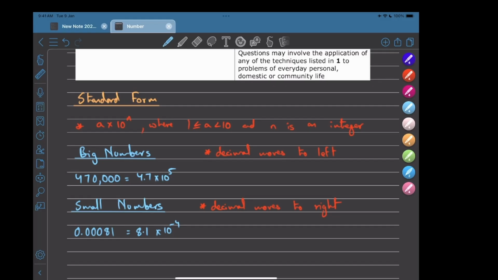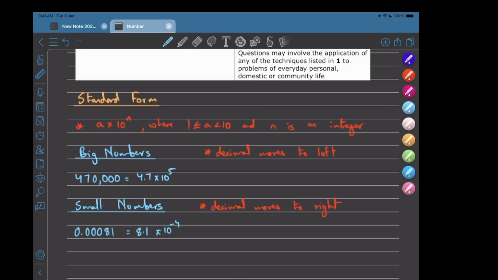Your value of a must not be 10. It can never be more than 10. It must always be lower than 10. It can be 4.7, 4.8, 9.9, but it can never be 10. That's how it is. When you do the question, you will understand, because if you take 10 and write it in standard form, there's a decimal point over here, so this 0 goes away. So it can never be 10. It can be any value from 1 to 9.